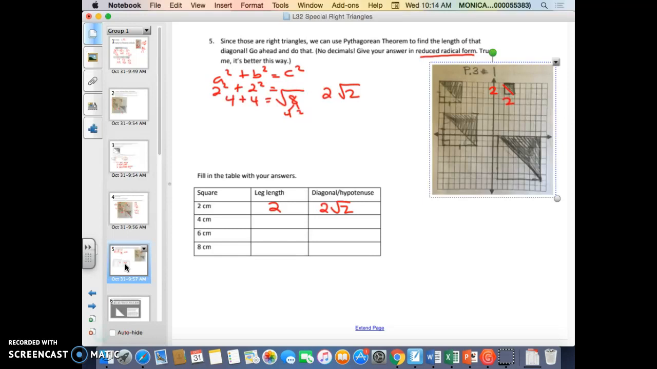And then we'll do the same thing for the side lengths of 4. I know that this has a side length of 4, and this has a side length of 4 in the second observation. And then we're going to see if we can come up with a pattern. 4 squared plus 4 squared equals the square root of, well, this is 16 plus 16, so it's the square root of 32. And again, we remember that 16 times 2, so that comes out as 4 square roots of 2. So when the square has a side length of 4, the leg length of the right triangle is 4, and the diagonal or hypotenuse is 4 square roots of 2.